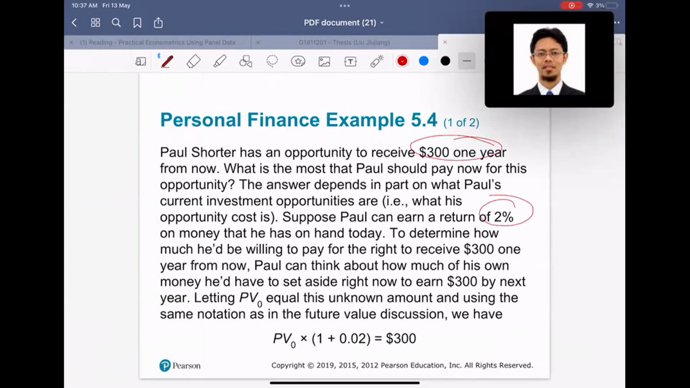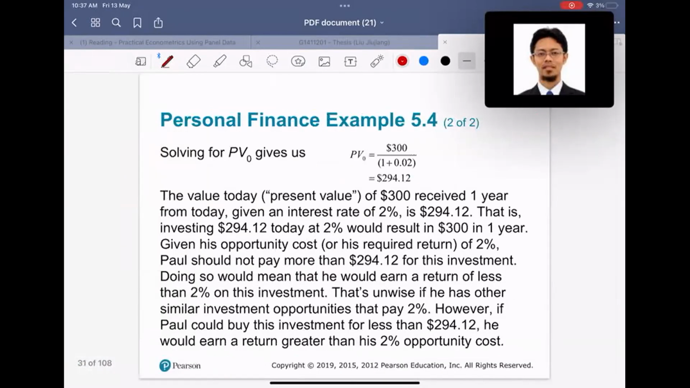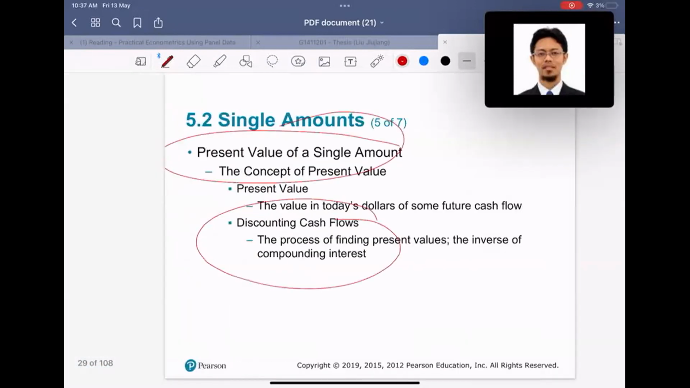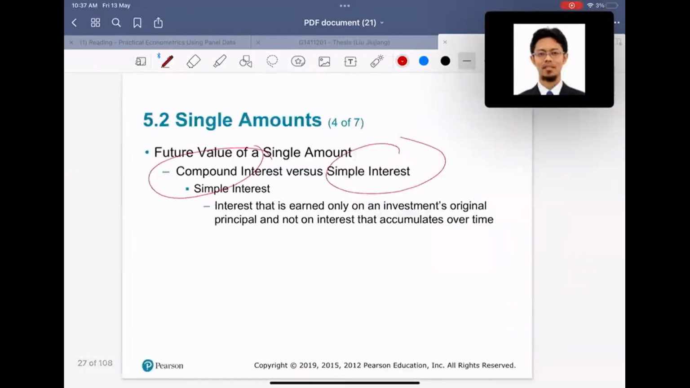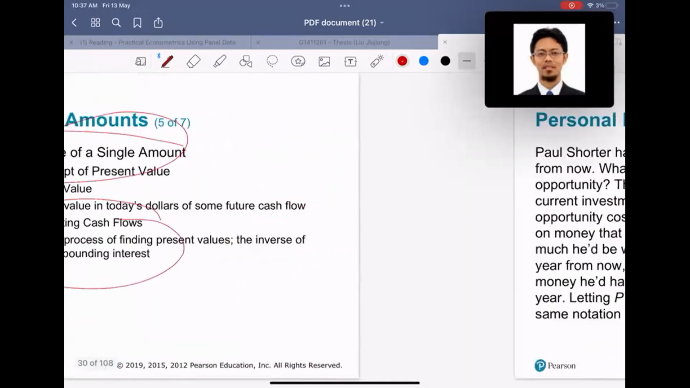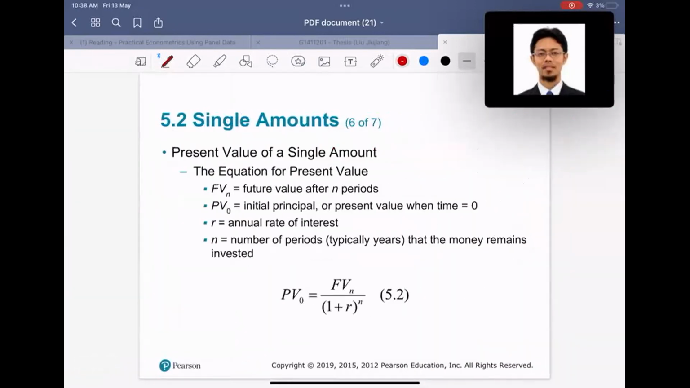So 1 year from now, how much do you need to put your money in? So for 1 year from now, the formula becomes this. They didn't give you the formula yet. Okay, so actually the formula is straightforward. Can you see this?